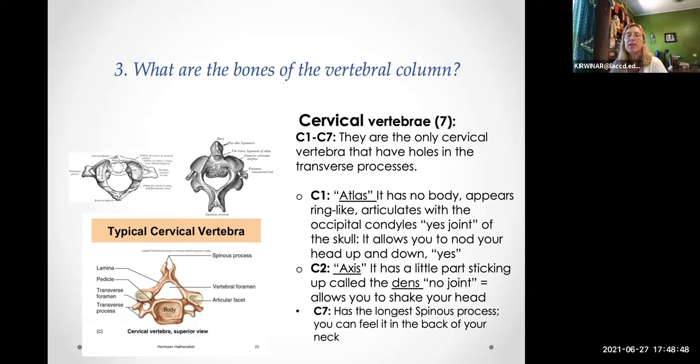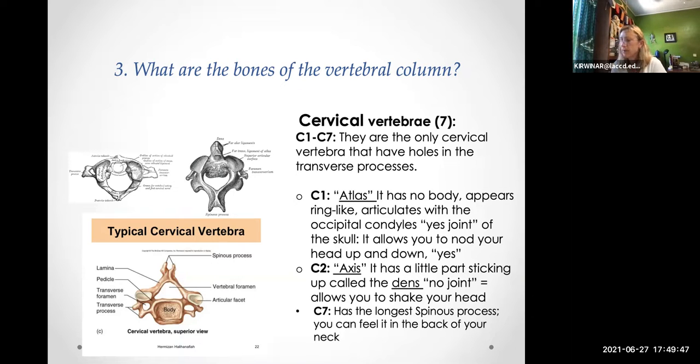So back to the cervical vertebrae. How many are there? 7. And the codes for each one individually are C1, C2, C3, all the way to C7, counting from the top down. The first vertebra, C1, is called the atlas. The atlas is a unique vertebra. None of the other vertebrae are like it. It has no body. It's like a ring with a large foramen in the center that wraps around your spinal cord. It articulates with the occipital condyles of the skull, and it allows you to nod your head up and down.